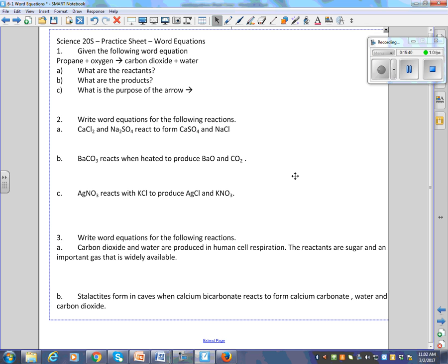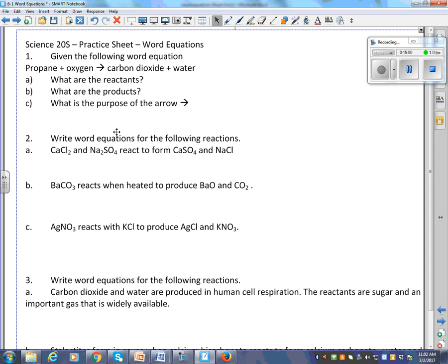Okay, let's do the answers. These are hard. The first one's pretty easy, right? Question number one. So what are the reactants here? Propane plus oxygen. Good old Hank Hill. When you're cooking burgers at home, where does the oxygen come from to burn the propane? The atmosphere, the air, right? If there's no oxygen, you're not going to cook. What are the products? Carbon dioxide and water. So off that propane, you're getting carbon dioxide and water vapor, which is generally in the form of steam, and you don't really see it.